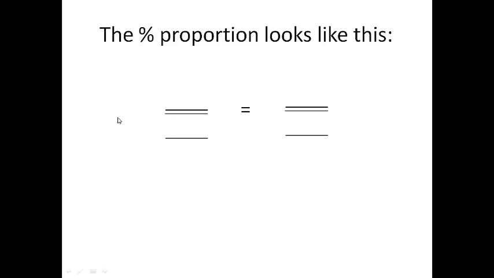The percent proportion looks like this. In the first ratio, you've got the part over the total, and the second one is always percent over, what does percent mean? Out of 100, or hundredths. So when you're reading a word problem, you're going to look for the part, look for the total, and then look to see if there's a percent given.